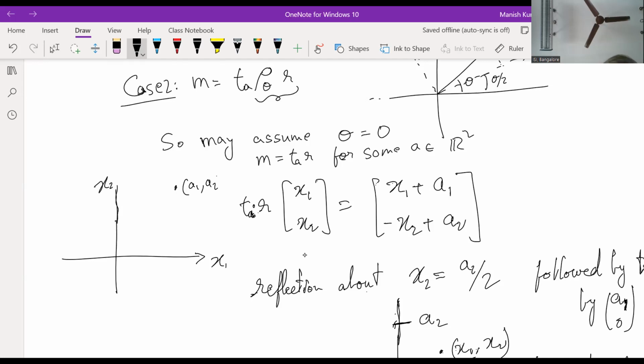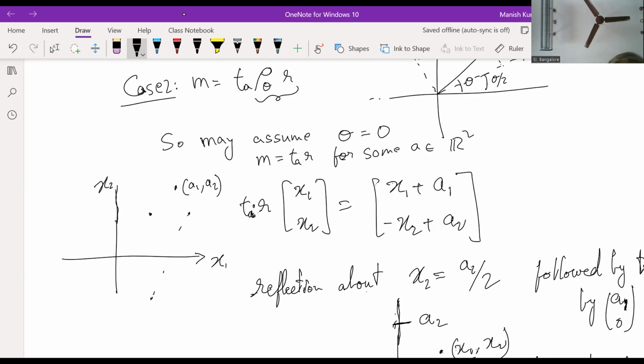So the height is a2. So you are doing reflection. Any arbitrary point x1, x2, you are first reflecting to get here, and then translating by a1, a2, by this length vector. So this point will actually go to this point.